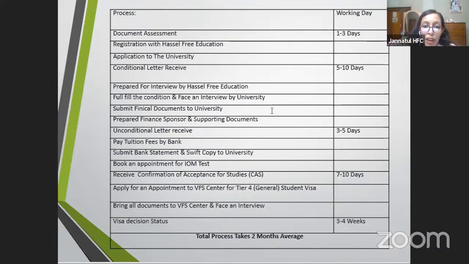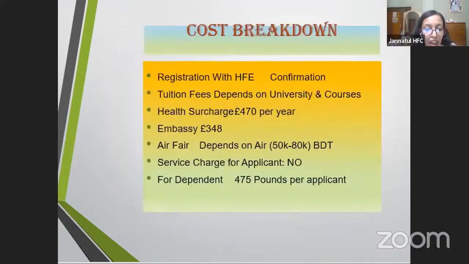So as you can see, the whole process, from the very beginning document assessment to getting the passport back in your hand, will take an average of 2 months. I think all of you can understand what I say. And here you can see the cost breakdown.